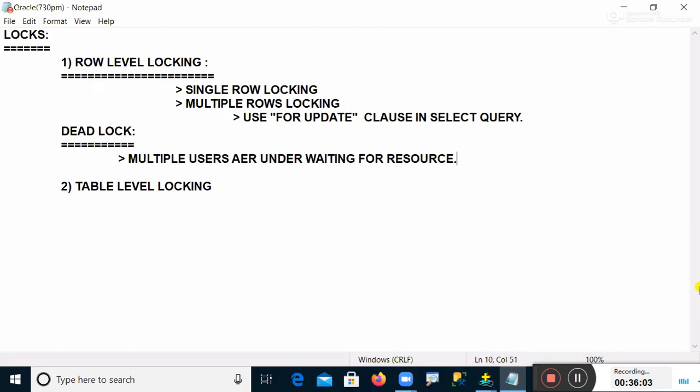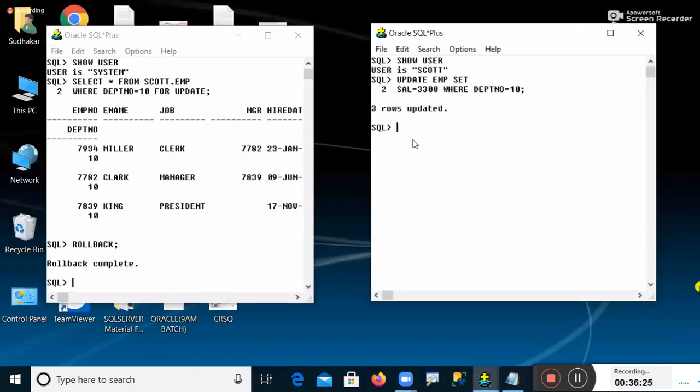So that means user 1 is waiting, and user 2 is also waiting. Both are in a waiting position. When both are in a waiting position, that kind of situation is called a deadlock. But in the previous examples, what happened? Only one user was waiting. Scott user is waiting, system user is performing. So only one of them, either Scott or system, was waiting: first in, first out.